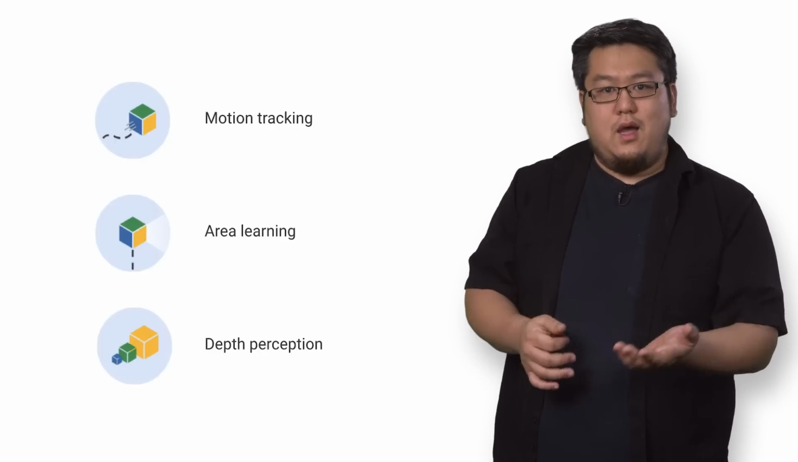In addition to being a full Android phone or tablet, a Project Tango device does three primary things. It does motion tracking of the device as you get up and walk around. It also learns and is able to recognize an area when it has come back to the same location. And lastly, it has a perception of depth from the device. So let's start off with the topic of motion tracking.